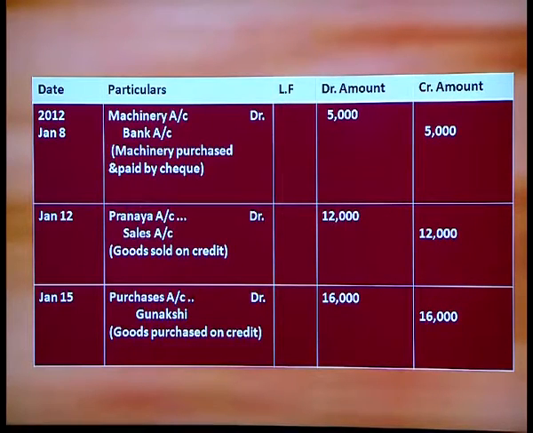When you are writing in the form of journal, this is the format. Date in the date column, particulars column you will write these entries in this form. Machinery account debit to bank, machinery purchased and paid by check, narration. Pranaya's account debit to sales, goods sold on credit to Pranaya. Purchase goods on credit from Gunakshi. Purchases account debit to Gunakshi. Amount in the amount column, both debit column and in the credit column.